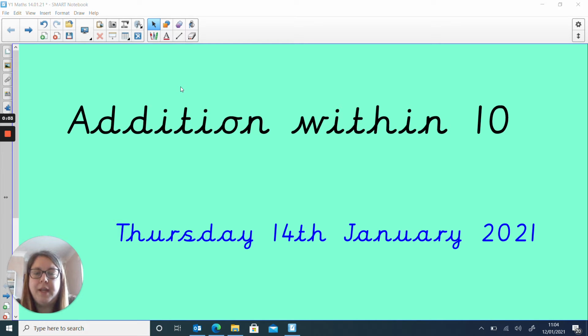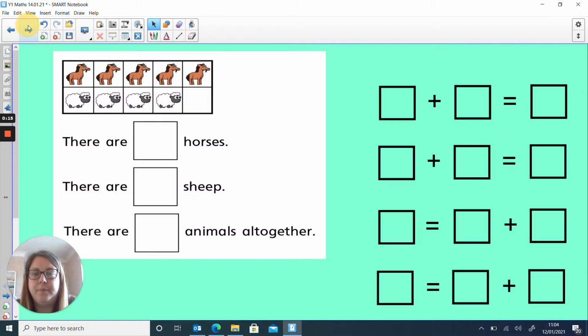What we're going to do today in maths is look at addition within 10. So we've got that really secure knowledge now of our number bonds, hopefully, so we can use that to help then with addition. Let's have a look what we're doing today.